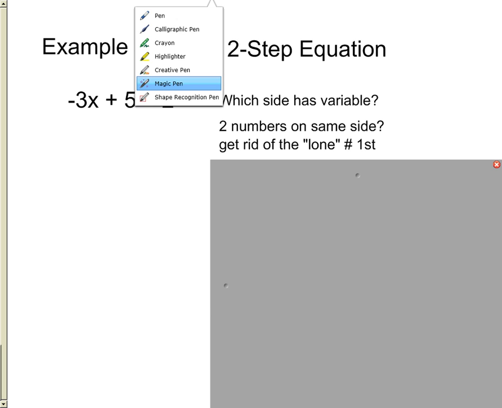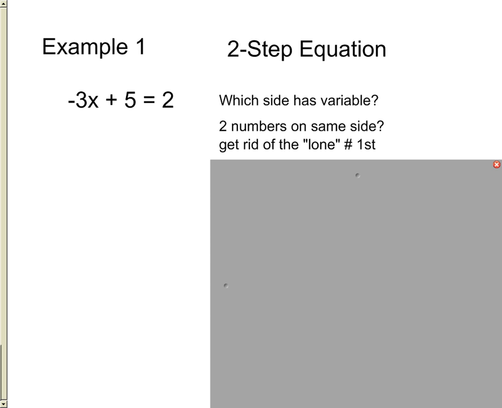In this situation, I would look at it like this. The -3 is really close to the x, so it's like a pair, and this 5 is off to the side. So how can we get rid of a +5? -5 on both sides. So 5 minus 5 goes away, and that becomes 0. 2 minus 5 is -3.